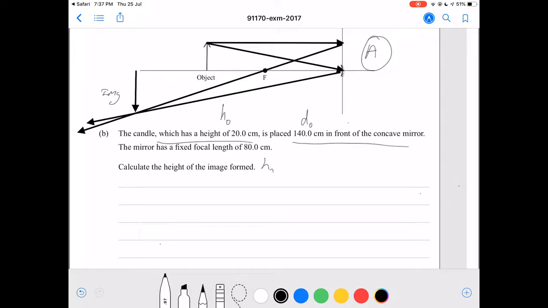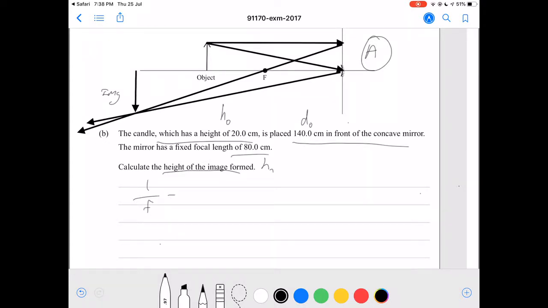It's a concave mirror, so therefore the focal length is regarded as positive. So trying to find the height of the image, we're going to use the equation HI over HO equals DI over DO. So HI we don't know. No, we cannot do this right just yet. It says it has a fixed focal length of 80 centimeters. I missed that one. So we regard the focal length as positive in this case, because it's a concave mirror, and the image is formed in front of the mirror.